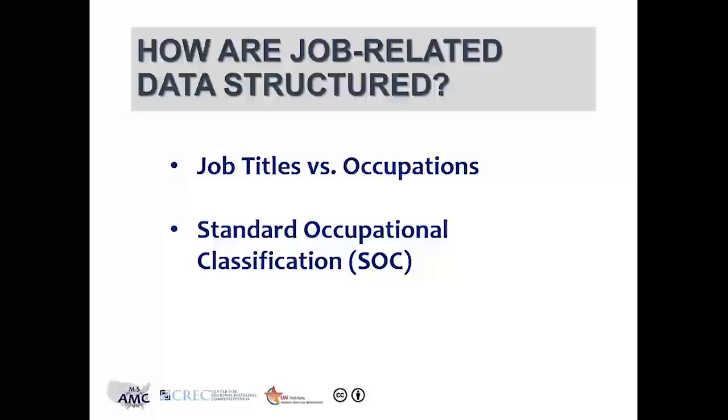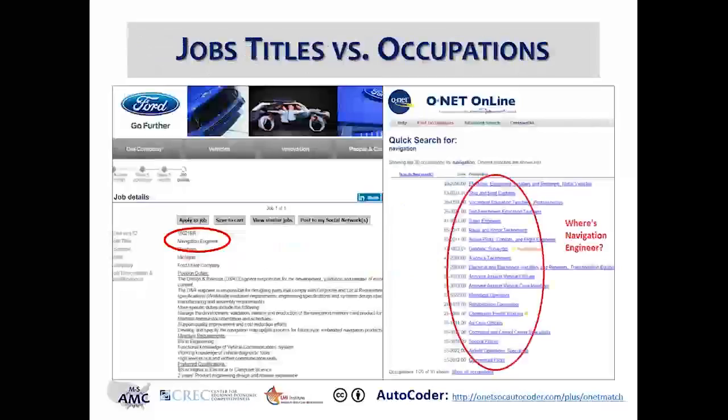So first, how are job-related data structured? We'll talk a little bit about job titles versus occupations and a classification system that's used to help us organize occupational data. In the world that we're all working in, we think of job titles and how do we train people to be prepared with the skills to do a certain job. When we're doing analysis about jobs, we're really looking at occupations.